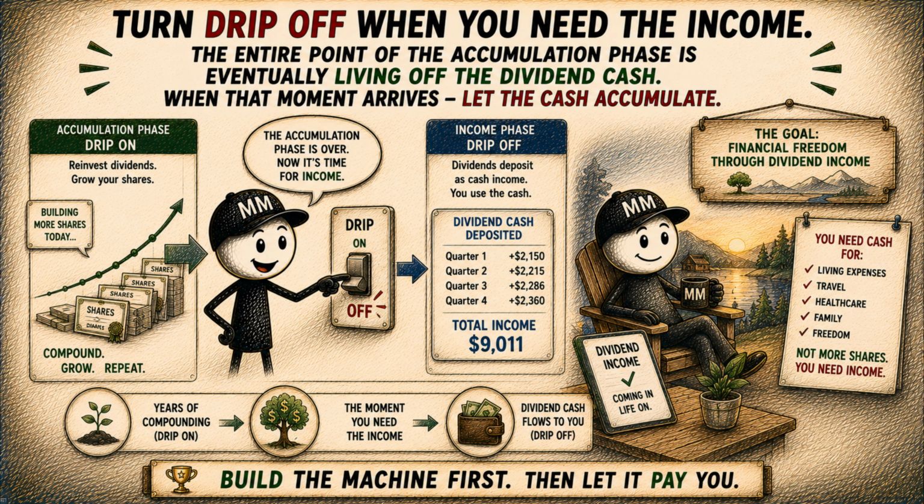Situation 1. You are in retirement and need the income. The entire point of building a dividend portfolio through accumulation is eventually living off the income. When you reach the stage where you need $1,000 or $2,000 per month in dividend income to fund your lifestyle, you turn DRIP off and let the cash accumulate in your account. The portfolio does not need to keep growing. It needs to pay you. DRIP is an accumulation tool. The moment you need the income, it becomes a liability rather than an advantage.